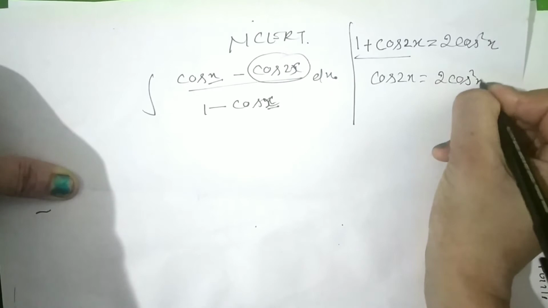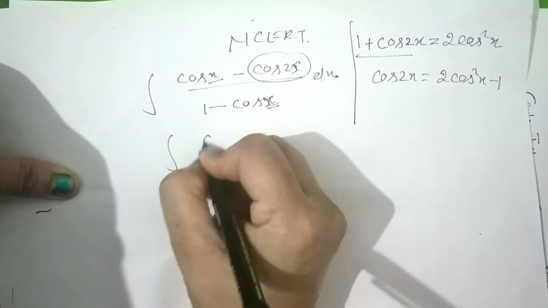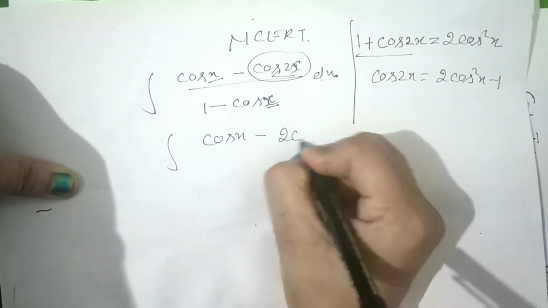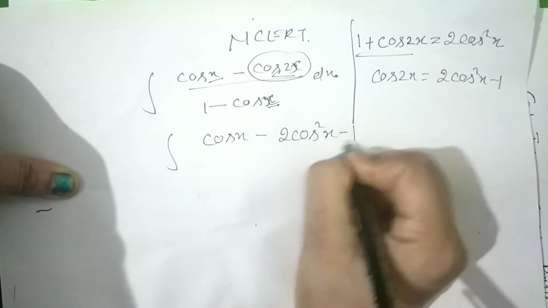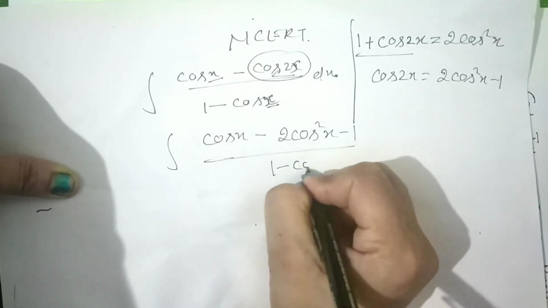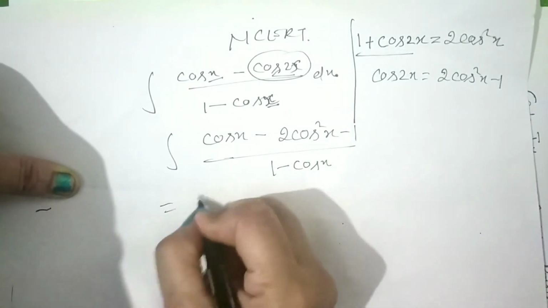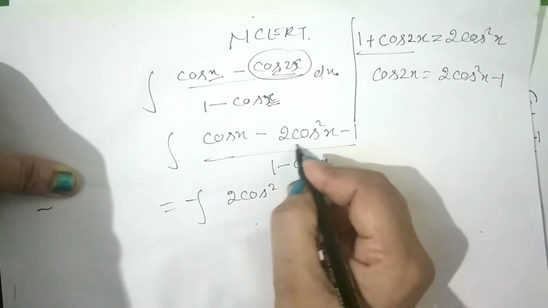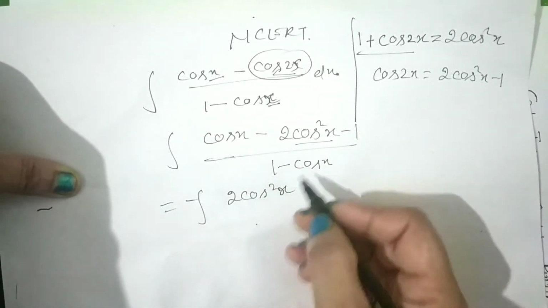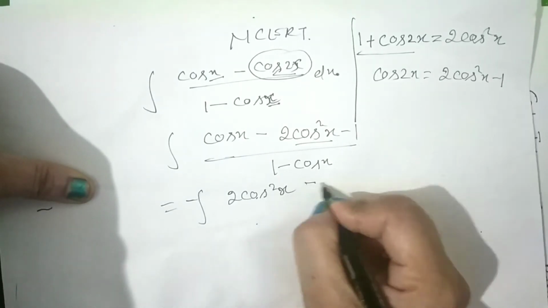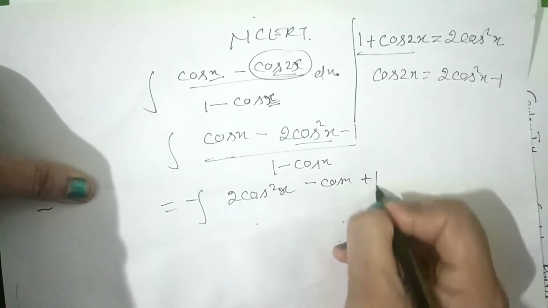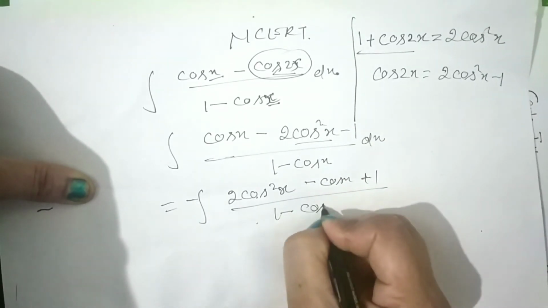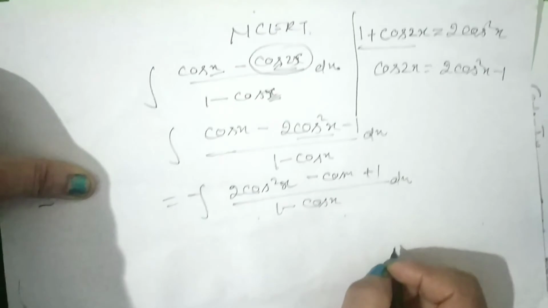So 2 cos square x minus 1. We are going to put it here. Cos x is already there. The value of cos 2x is 2 cos square x minus 1 upon 1 minus cos x. After taking the minus sign common, why do we take the minus sign common? Because this is the term of highest degree. We keep it in the front and all the other terms following it. Don't forget to write dx, and 1 minus cos x in the denominator. So this is what we are left with.